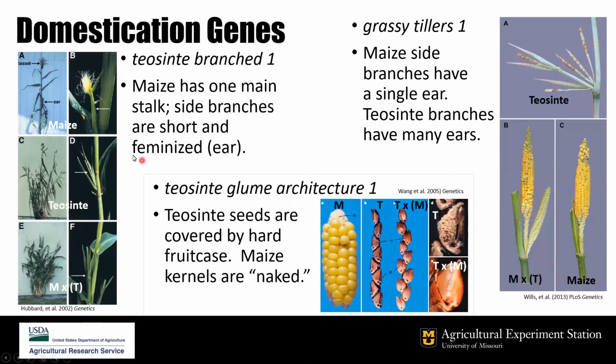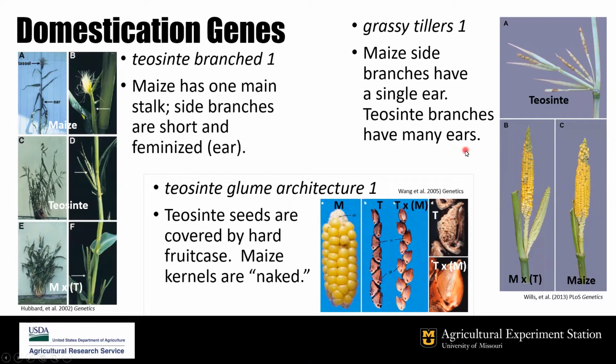A second trait that was really important was tillering, or the branching structure that's different between Teosinte and maize. The gene responsible for this is called Teosinte branched. You are all familiar with corn. It usually has one main corn stalk, and the side branches are short and they end in an ear. In Teosinte, there are many, many tillers or branches, and they often end in a tassel, the male part of the plant, and have many, many ears along the branch.